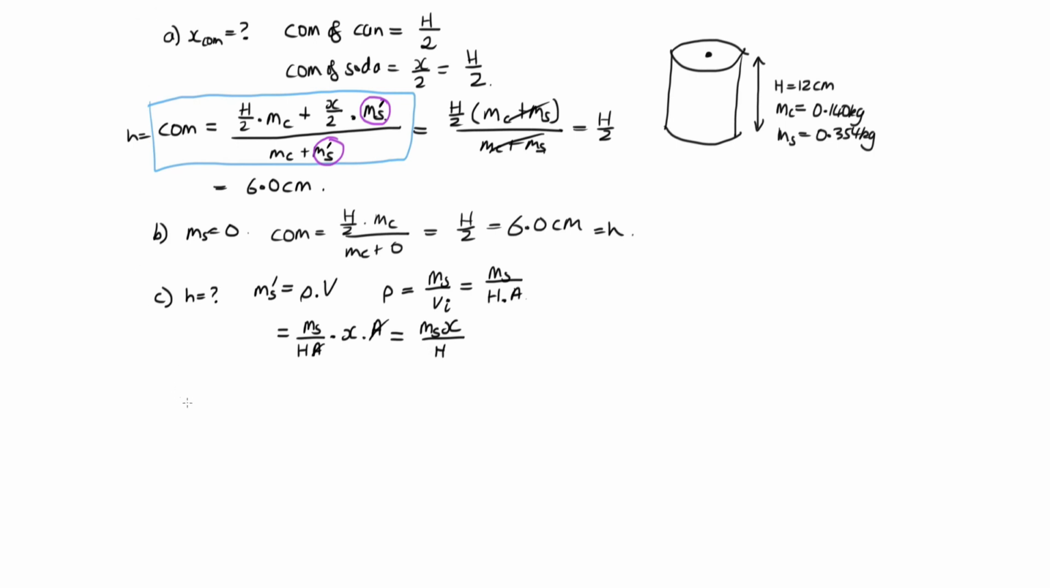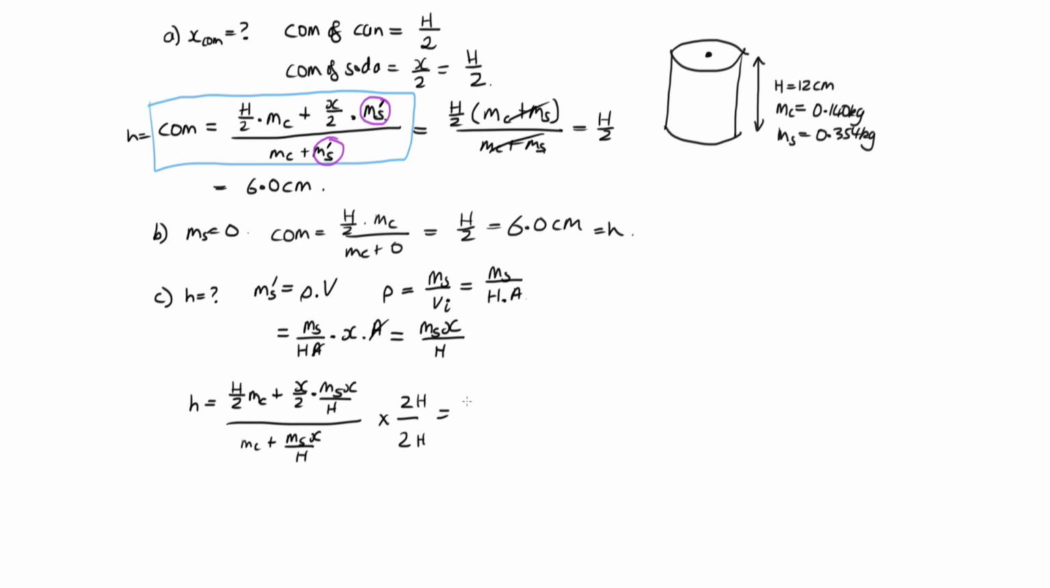Okay, so our expression for the center of mass is equal to h over 2 times the mass of the can plus x over 2 times the mass of the soda, which is the initial mass of the soda times x on h, over the mass of the can plus the mass of soda in the can, which is given by m_s x on h. Okay, so let's times the top and the bottom by 2. We'll actually times it by 2h because that'll make it a little bit prettier.